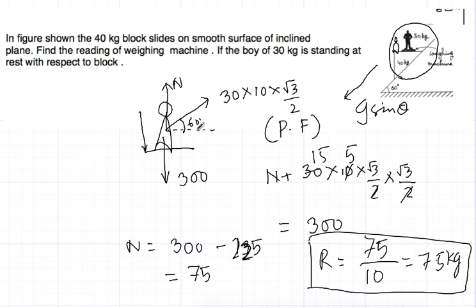How will this force be balanced? There is a component of this force along this axis. This force won't be balanced, which means the man will move in this direction because there is no friction. If there were friction, this would be compensated by friction, but since there is no friction, the man will move along this direction and ultimately collide with the inclination. That is not our botheration, because we are trying to find out N. So the reading of the weighing machine is 7.5 kg.